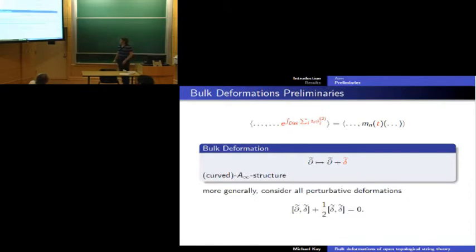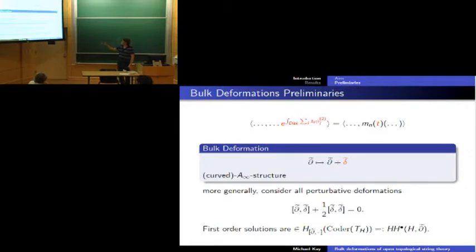So more generally, let's consider the deformation problem of the A-infinity structure. Let's consider all possible deformations, and the aim will be to classify all solutions to the Maurer-Cartan equation, which are bulk induced.